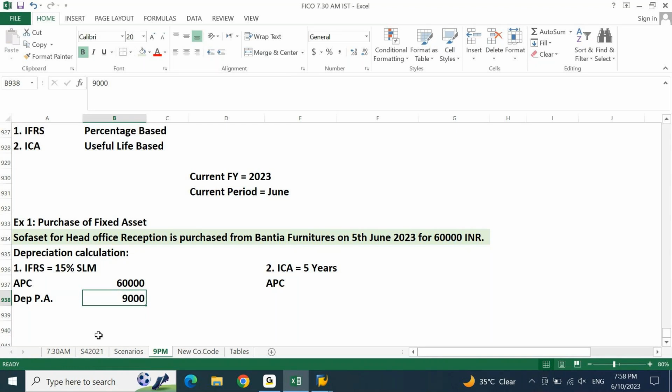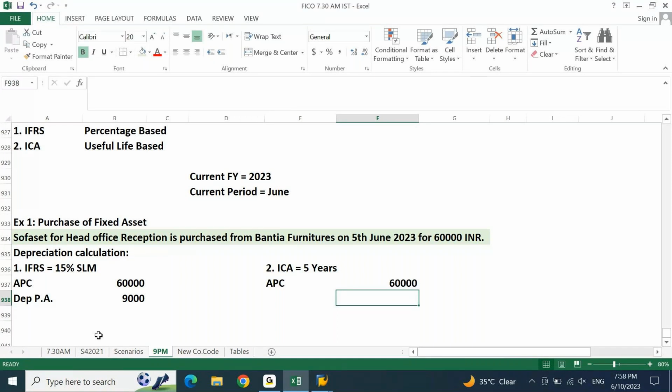Similarly, let's calculate per year depreciation according to Indian Companies Act. According to Indian Companies Act also, your APC value is 60,000 because one asset you cannot purchase for two different values. If it is a single asset, no matter how many accounting principles you have, your APC value remains constant or fixed. 60,000 will become your APC both for IFRS and for your Indian Companies Act.